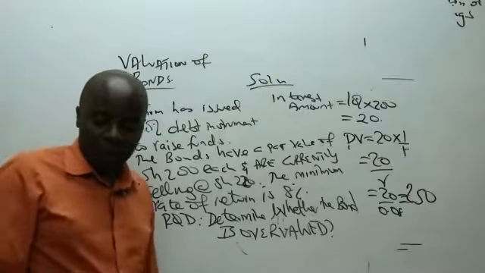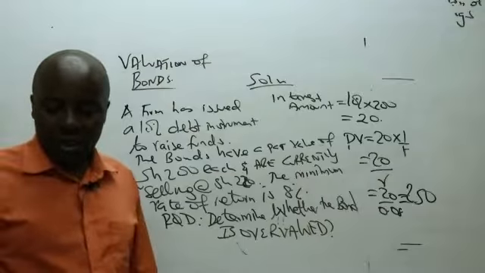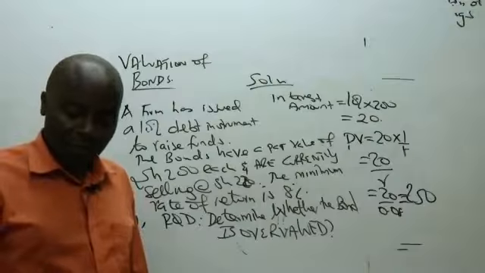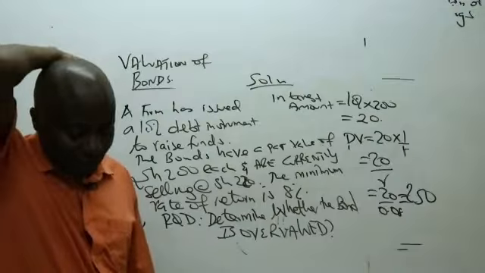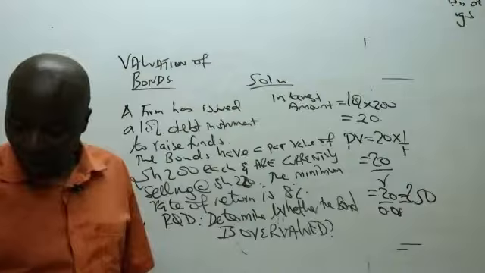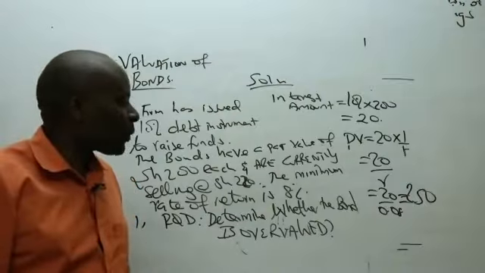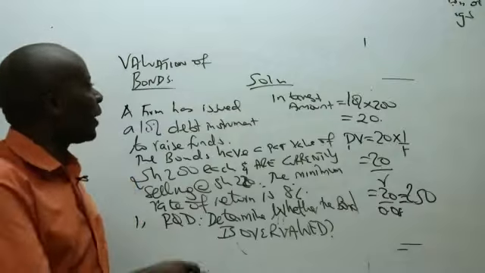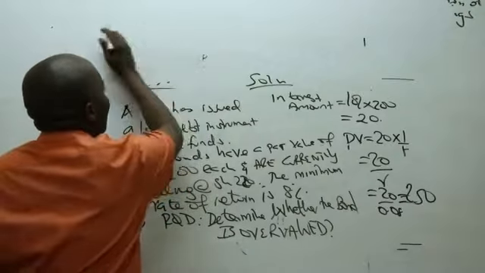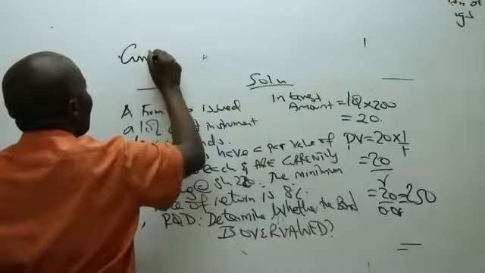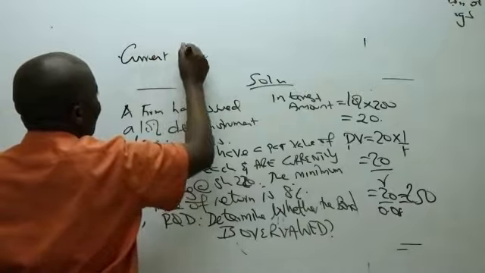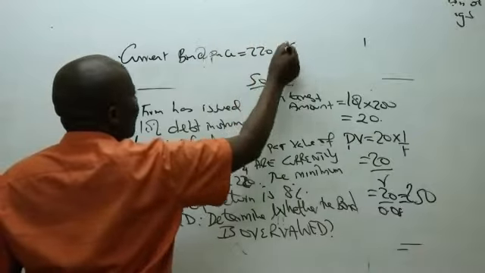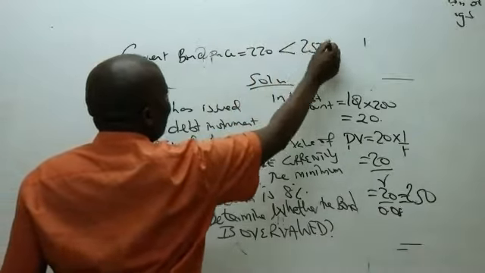Given that I have the intrinsic value, the next thing, ladies and gentlemen, will be for us to say whether they are undervalued. What is happening? Currently, we are seeing these bonds being sold for 220. So we have the current bond price is 220, which is less than their truthful value.